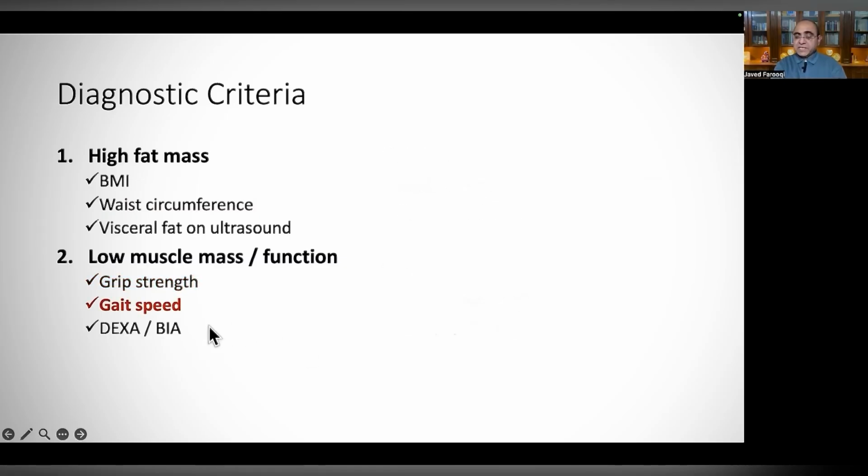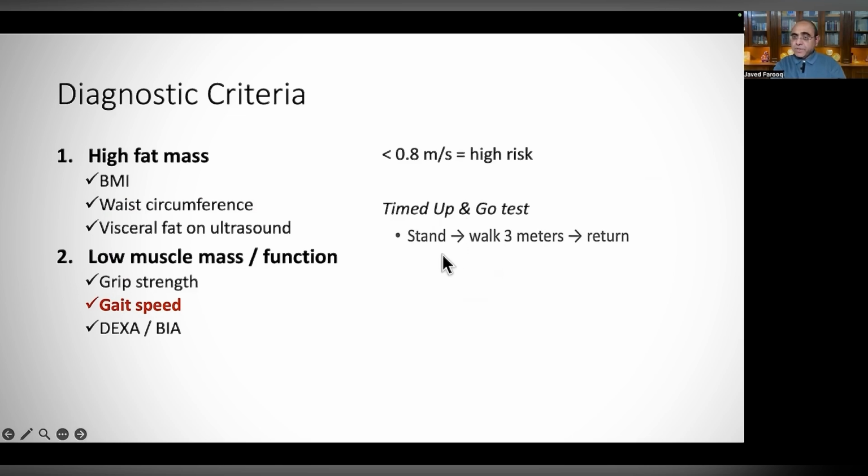Then is the gait speed. Less than 0.8 meter per second means high risk of sarcopenia. The timed up and go test, what is this? You ask the patient to stand, walk 3 meters and return. If it takes longer than 12 seconds, this is abnormal and it demonstrates low muscle mass.